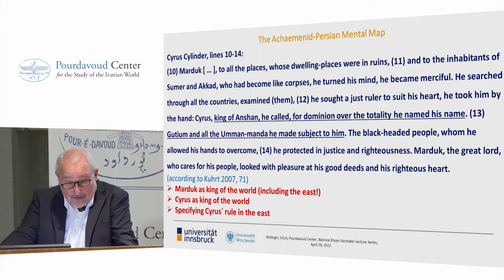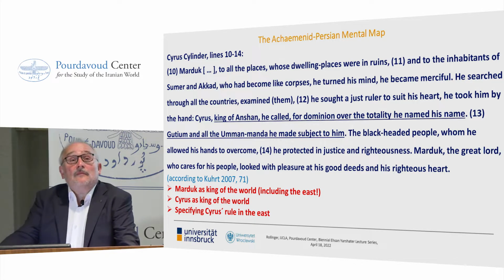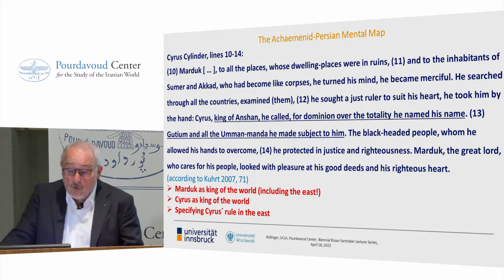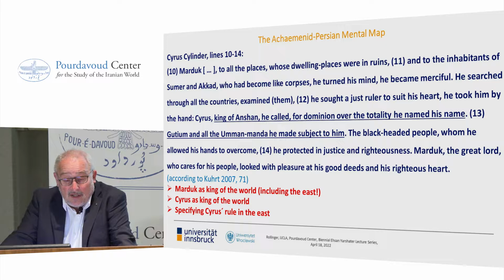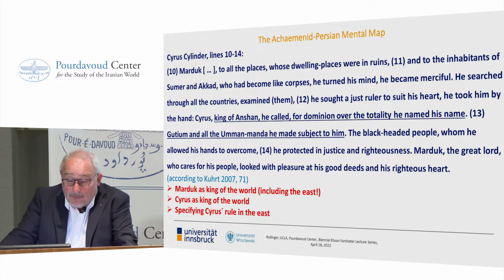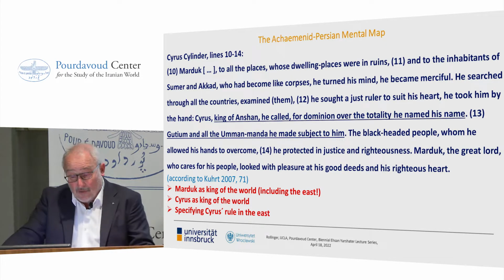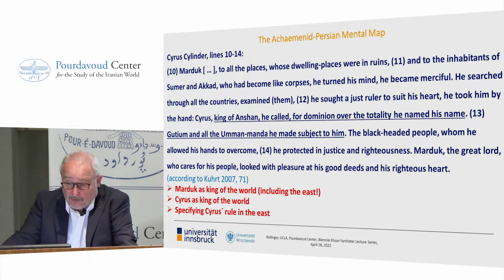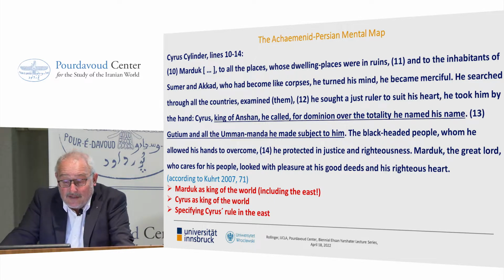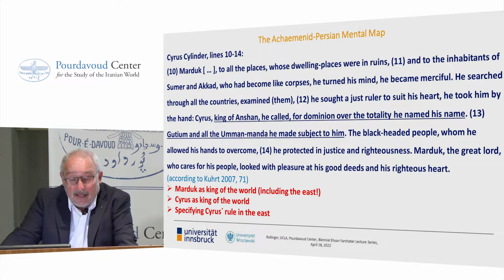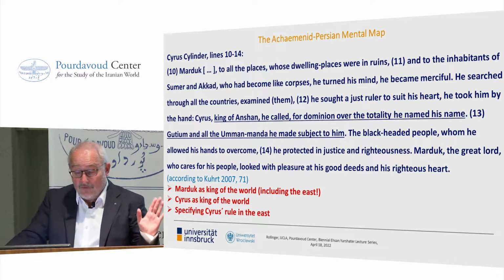I'm just quoting Marduk, so the most important god of Babylon, Marduk to all the places whose dwelling places were and to the inhabitants of Sumer and Akkad, that is Babylonia, who had become like corpses, he turned his mind, he became merciful. He searched through all the countries, examined them, he sought a just ruler to sweet his heart, he took him by the hand, Cyrus, king of Anshan.